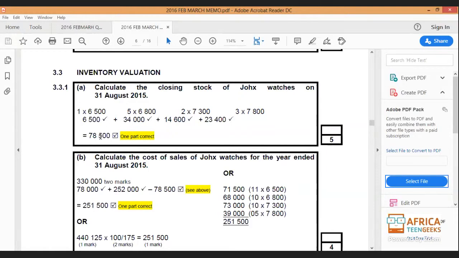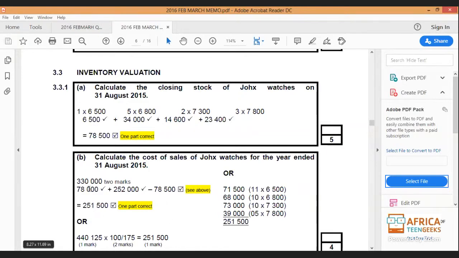And this was 5 marks. 1, 2, 3, 4, 5. Right, easy. Number 2 says calculate the cost of sales of Jogs watches for the year ended 31st August 2015. Here, they want you to calculate cost of sales. You should know the cost of sales formula by now, guys.